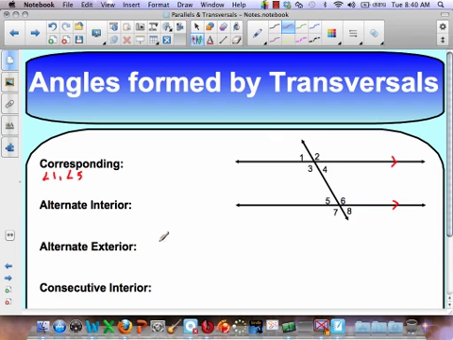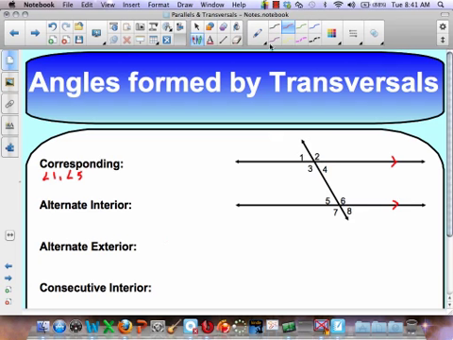And the reason is, think about it as an individual line. You have your top parallel, you have the transversal, and angle 1 sits on the upper left of that intersection. So when I come down to my bottom parallel, what angle sits in the upper left of that intersection? 5. So angle 1 corresponds to angle 5. So they're corresponding angles.